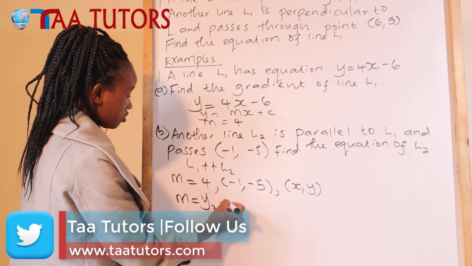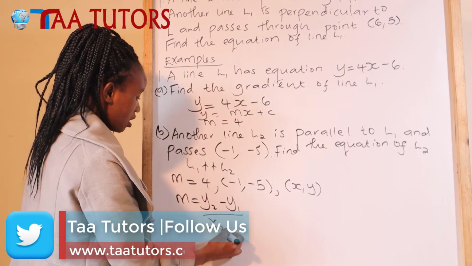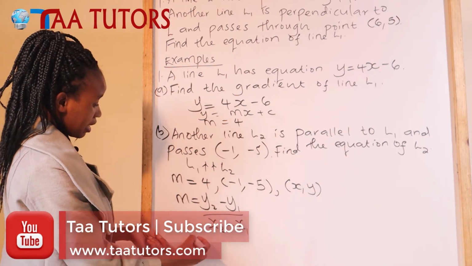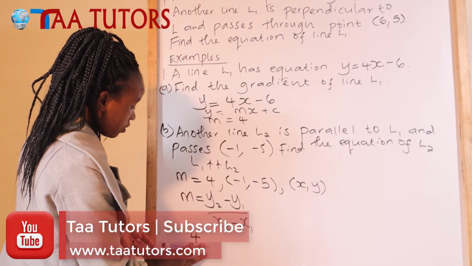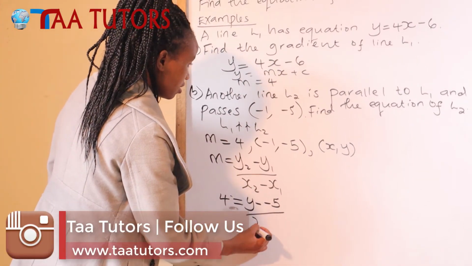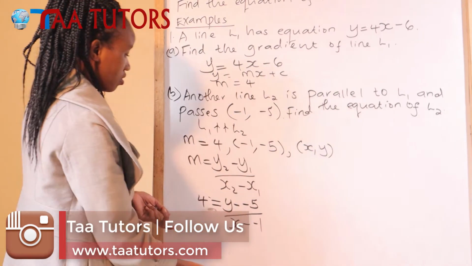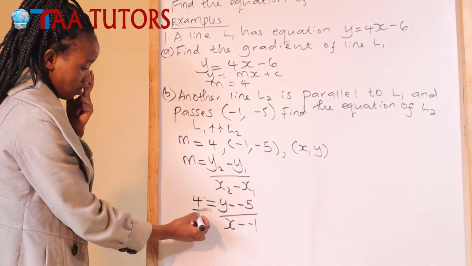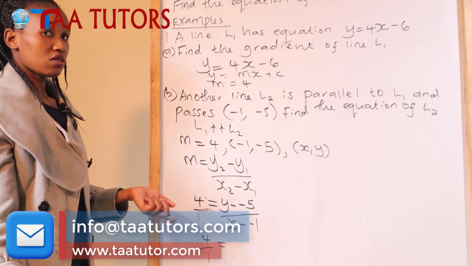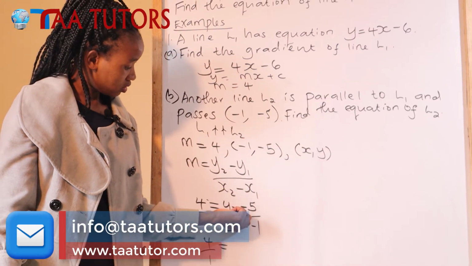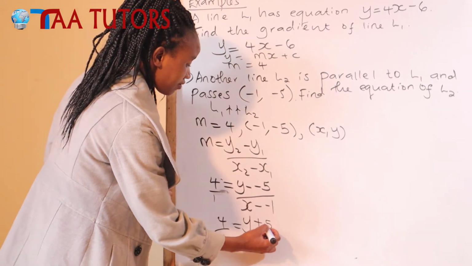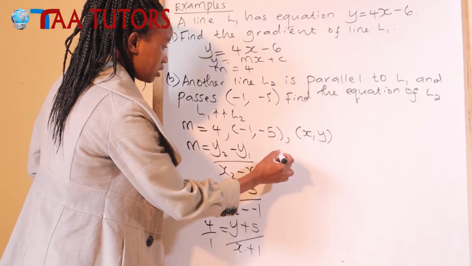Gradient equals y2 minus y1 over x2 minus x1. I hope I'm not moving too fast. So our gradient is 4. 4 equals y minus negative 5 over x minus negative 1. So we put this 4 over 1. I said in the previous lesson that if you have two negatives, it's equivalent to one positive. So this will be y plus 5 over x plus 1.